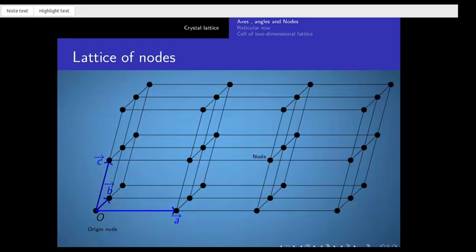Lattice of nodes: we have constructed here a lattice of nodes. We take the origin node here, and the other black circles are the other nodes of the lattice. We observe here that each basis vector starts from the origin, from O.